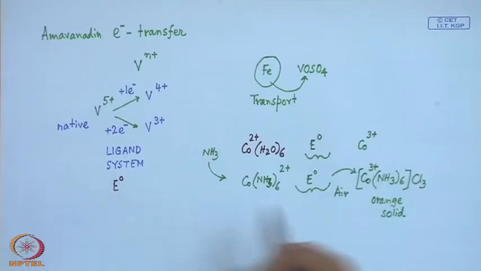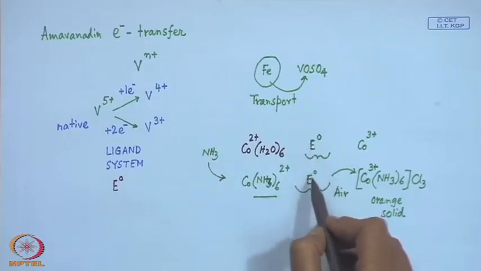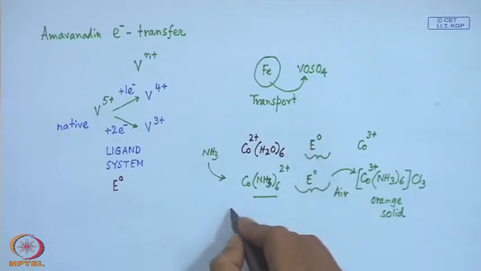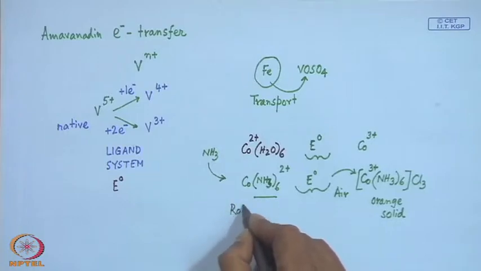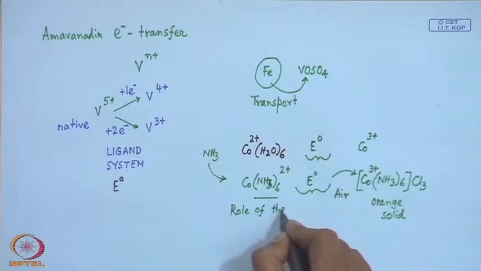So, the importance of the ligand. So, this is the ligand. So, the ligand is playing an important role in manipulating the corresponding E0 values. So, this is the role of the ligands used for binding the metal ion.